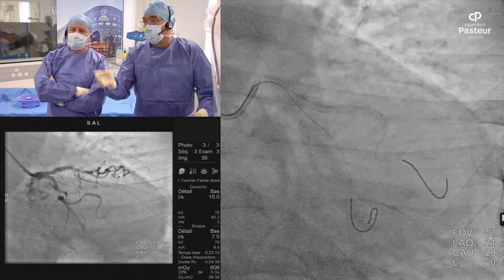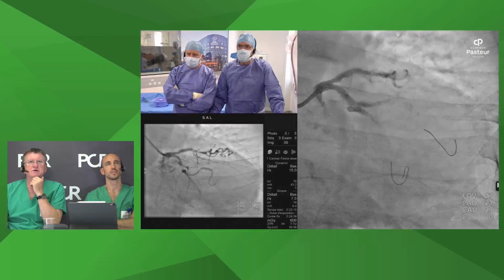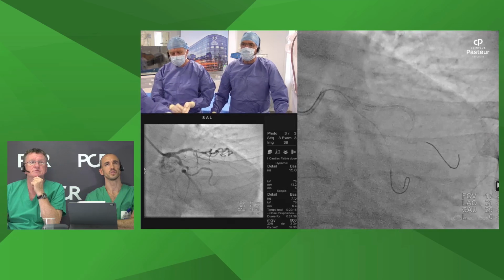So I think that very well answers the audience's earlier question about the distal appearance. It was clearly an accordion effect because it's disappeared, isn't it? Yeah.